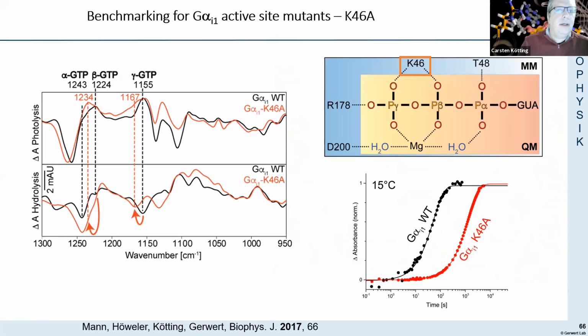So this is now the lysine 46 to alanine mutant, which according to the X-ray structure should sit between the beta and the gamma phosphate. And indeed, we get the blue shift of the gamma phosphate band and of the beta phosphate band. This is also important for hydrolysis. For the catalysis, as you see, this mutant is much slower. Now you can imagine that lysine is positively charged, and it will somehow move charges in the GTP, and by this it's also important for the catalysis.